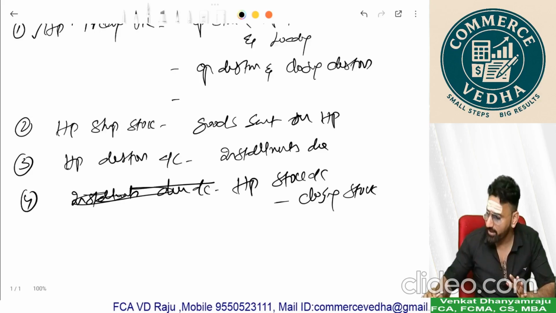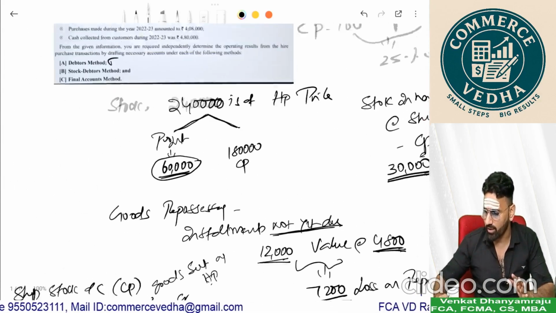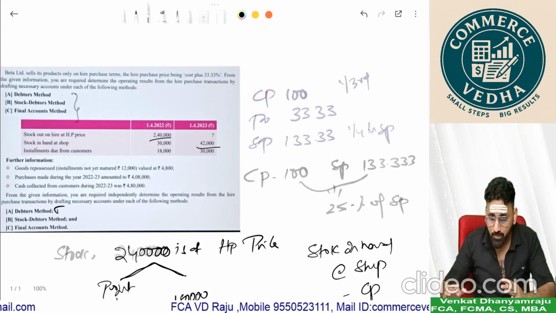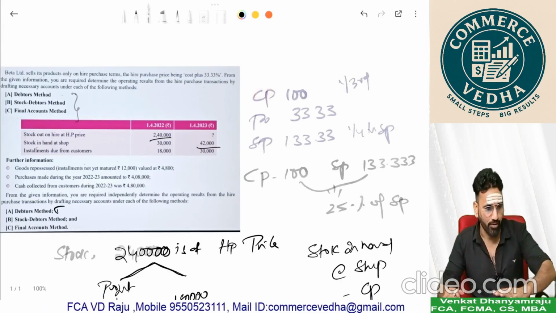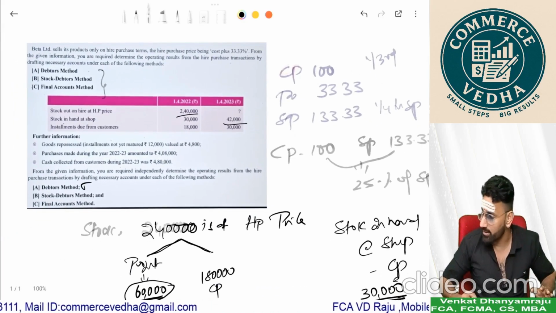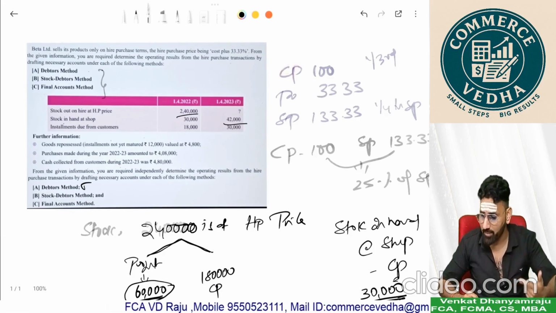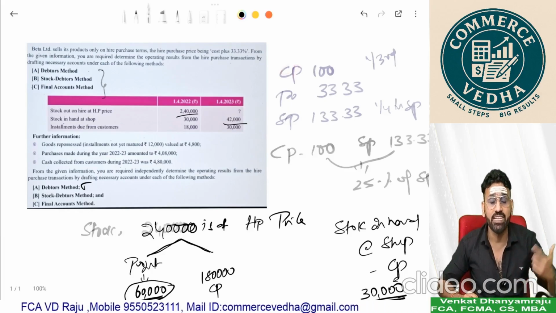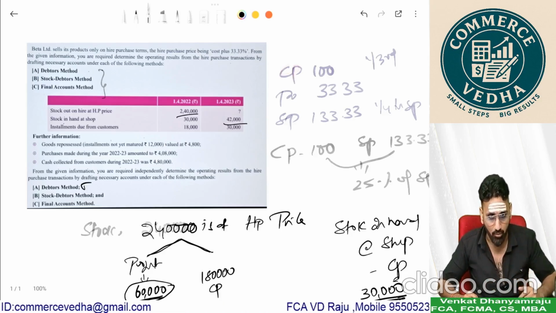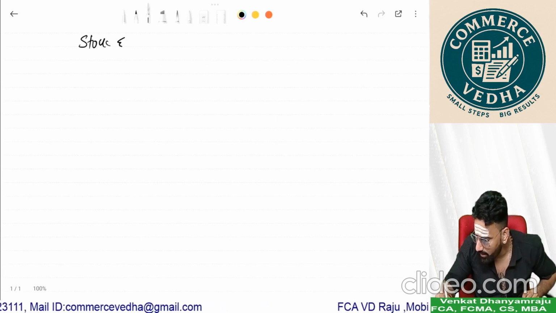The basis of this question is that we should understand what is hire purchase price and what is cash price. Hire purchase price is cash price plus profit. The profit is nothing but loading. So this is the first method, which is the hire purchase debtors method. Now we'll be going into the second method, which is the stock and debtors method, which is the detailed analysis of each and every account. That will start now. So now we are going to the stock and debtors method.